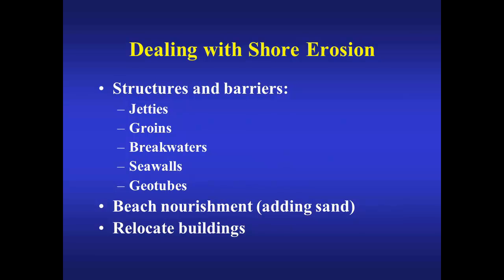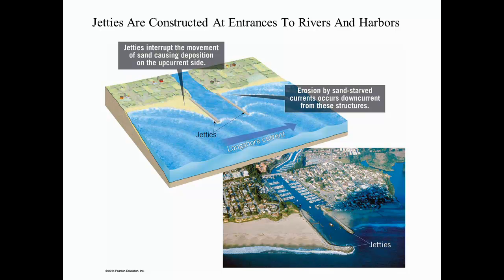Now, there are different ways of dealing with shore erosion. One way is the construction of various structures and barriers that include jetties, groins, breakwaters, seawalls, geotubes. I'll show you some pictures or some examples of these different structures. Another thing we can do is beach nourishment. Simply truck in and add more sand to beaches that are eroding away. And of course, if all else fails, simply pick up and relocate the buildings.